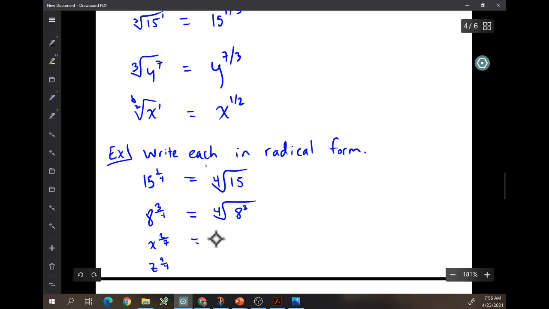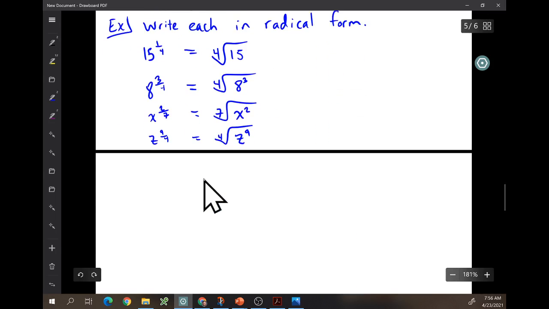Here, outside is 7. So 7, and then x squared. And finally, the outside is the 4. So 4th root of z to the 9th. The 9 is inside. Okay, so again, all I was doing each time was taking the top number, putting it on the inside with my base, and then the bottom number goes to the outside. All right, so that was part 2.